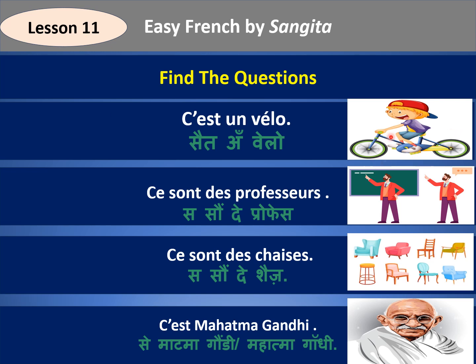Okay. So now you can see this is a bicycle. So the answer is c'est un vélo. C'est un vélo. Second is ce sont des professeurs. Ce sont des professeurs. Next is chaises. So ce sont des chaises. Ce sont des chaises. And this is a person. So you are going to say Mahatma Gandhi. This is French pronunciation, but in this we can very well say Mahatma Gandhi.